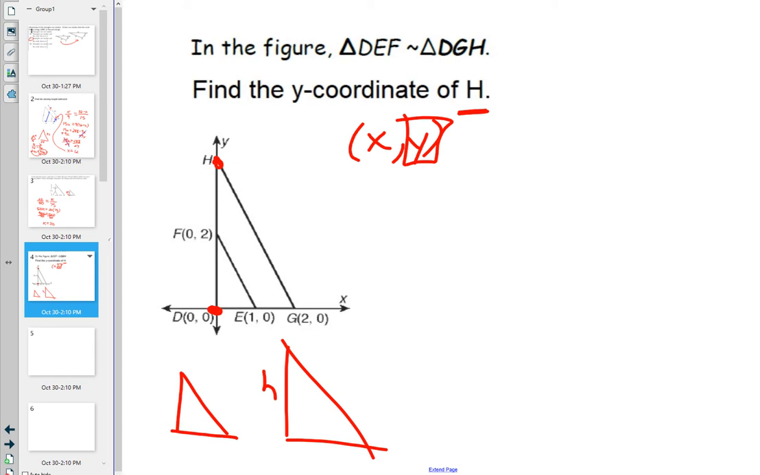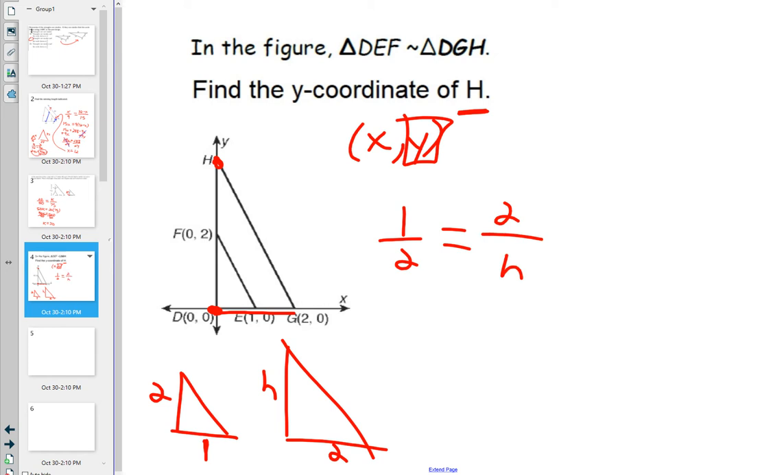On the smaller one, horizontally, this is 1 unit from the origin. Vertically, this is 2 units from the origin. And then on the bigger triangle, horizontally, this is 2 units. What can I use as a scale factor? But remember, when I say scale factor, we need to know both measurements. There shouldn't be an unknown in a scale factor. Yeah, I would use either 1 over 2 or 2 over 1. Let's just use 1 over 2. And if I put the 1 on top, then the 2 that goes in the same triangle should be on top and the h should be on the bottom.